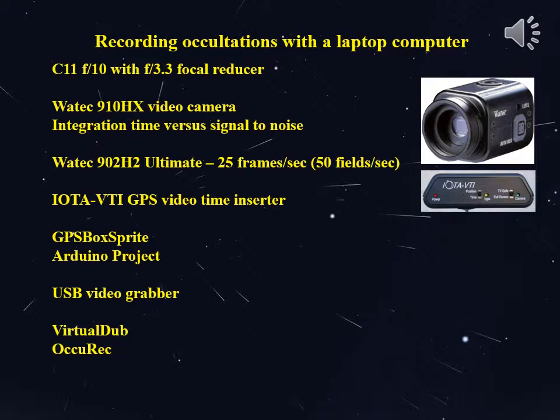That's balanced with the predicted duration of the event, which might only be 1 or 2 seconds, and then you need a good signal to noise ratio for this faint star, so it's always a little bit of a trade-off. You could also use a Watec Ultimate, which is fixed at about, there you are, 25 frames per second.